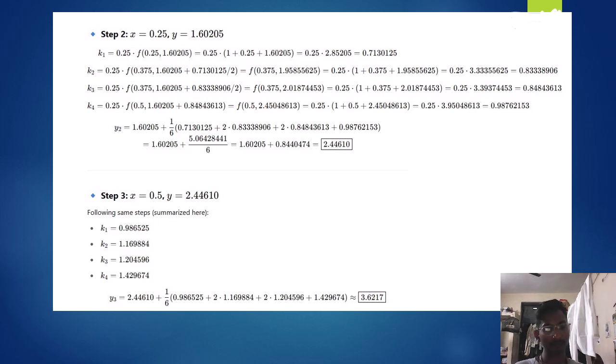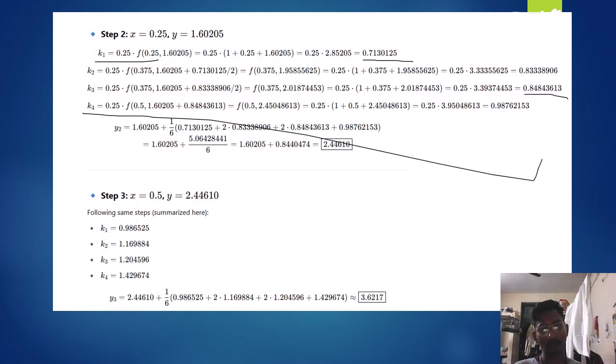Step 2: x is equal to 0.25, y is equal to 1.6020. The k1 value is 0.7130127. The k2 value becomes 0.833389. The k3 value is 0.848436. The k4 value is 0.9676, and the y2 value becomes 2.64461.